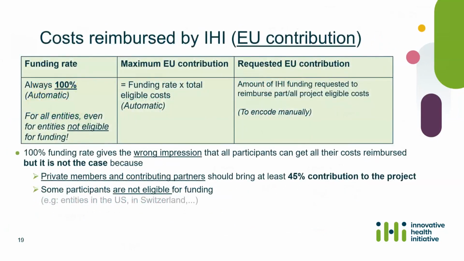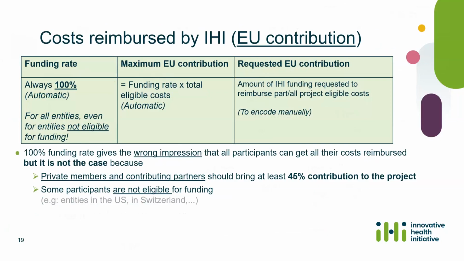So I'll start with the first one, the EU contribution. The funding rate is always 100%. It's automatically calculated by the tool, even for the entities that are not eligible for funding. So pay attention to this. The maximum EU contribution is the funding rate multiplied by the total eligible cost. So it's also automatic. And in the column requested EU contribution, that's where you need to enter manually the amount of EU funding that you request to reimburse your project eligible cost.